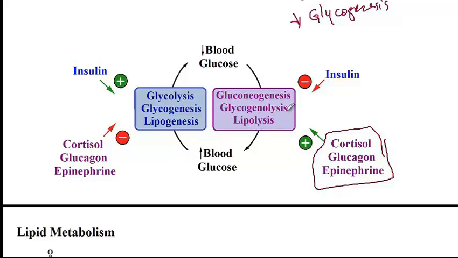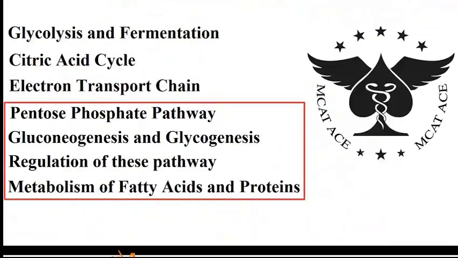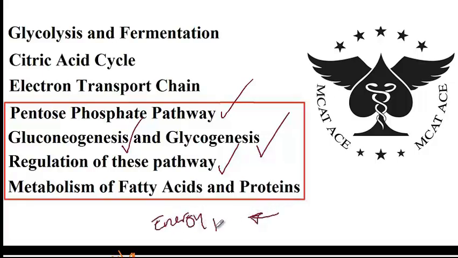So far we've covered gluconeogenesis and glycogenolysis and glycogenesis. Next we would like to move on to the lipid metabolism and then finally into the amino acids. So here was our initial outline. We've already discussed the pentose phosphate pathway. We've discussed the gluconeogenesis, glycogenesis, glycogenolysis, and the regulation of these pathways with either allosteric effectors or hormones. So now we are on the last topic, which is the metabolism of fatty acids and finally proteins and how they would contribute to energy production.